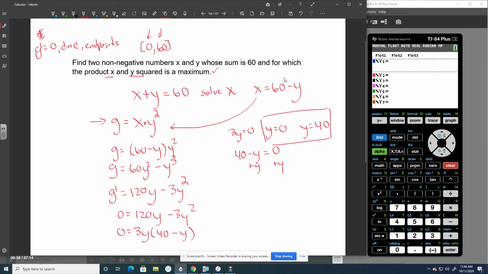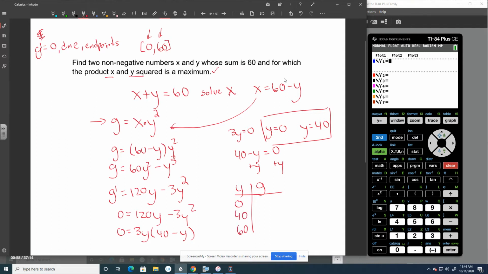Just knowing a little bit about number sense, we already know that if y is 0, these are going to multiply to be 0, and it's probably not going to be the maximum, but it wants us to check. So I've got my critical values: my 0 and my 40, and my endpoints 0 and 60. We are plugging in y's, right? So we're going to plug these into g. I'm going to plug in 0, 40, and 60.